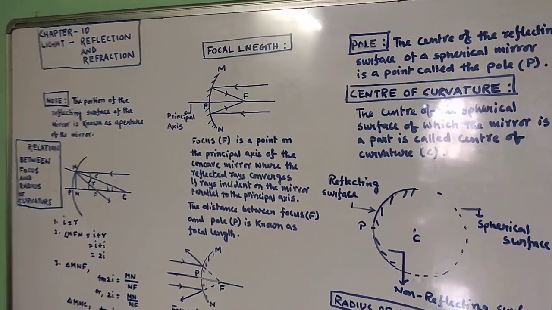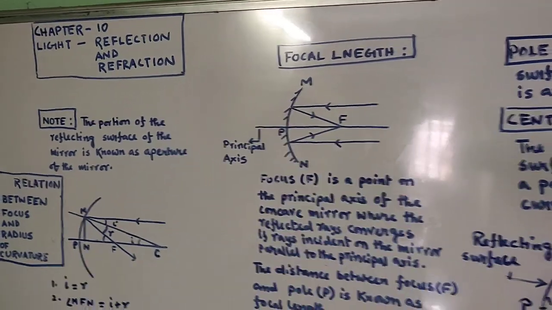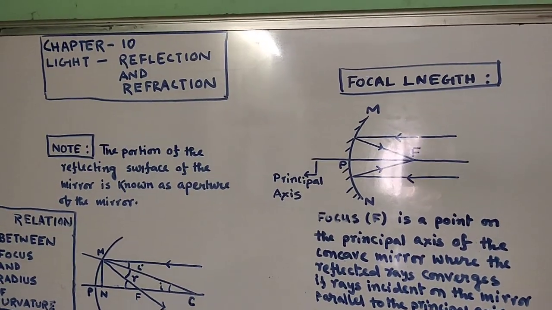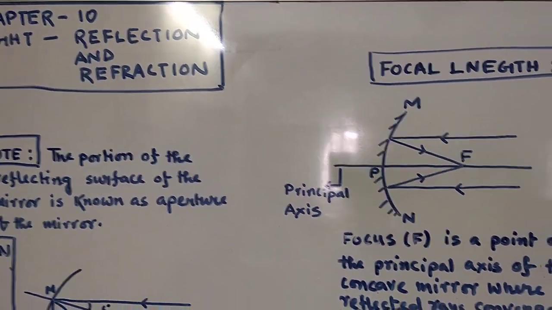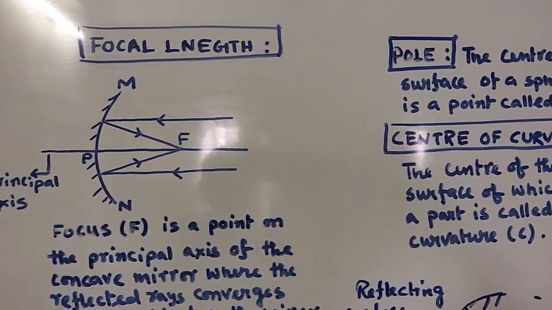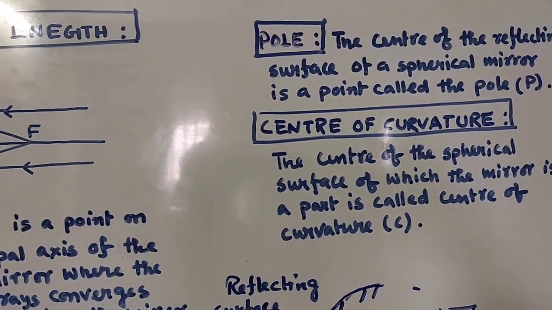Good morning, students. Today we are going to discuss a few important topics from chapter 10 of the physics portion, which is light, and it has two parts. One is reflection, another one is refraction. Now, these few terms which we are going to discuss, I think most of you know.